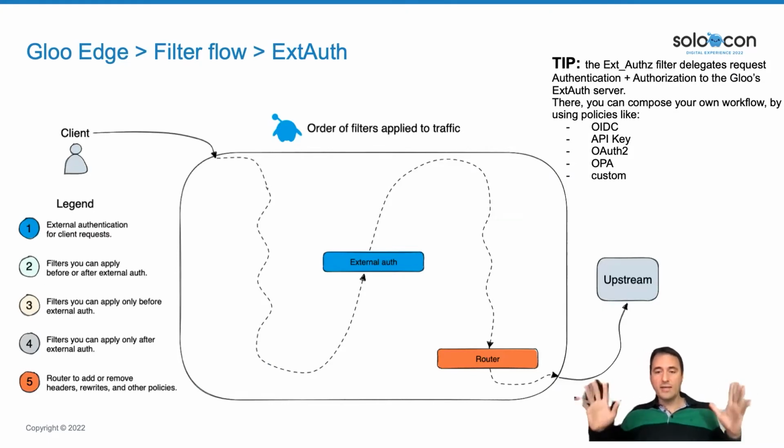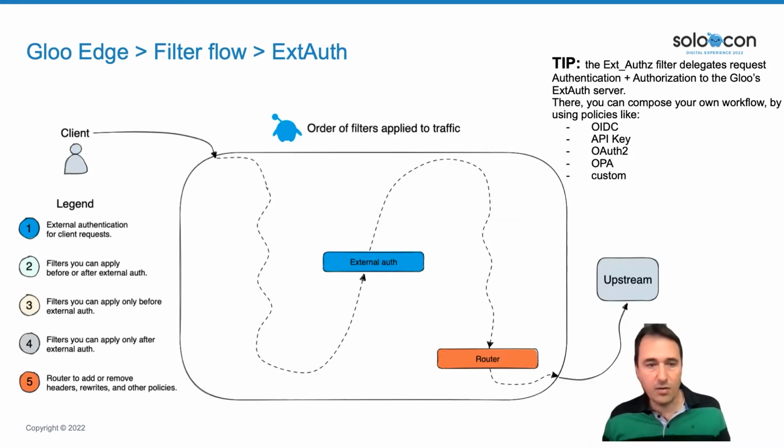This is more or less how the filter chain looks like. So a client makes a request, then goes to the filter chain, and then ends in an upstream, in a destination. And in the middle, we are going to start with the one in the middle, that is external auth, that is a filter that delegates to an external server. In the next talk, I will explain the external auth in more detail.